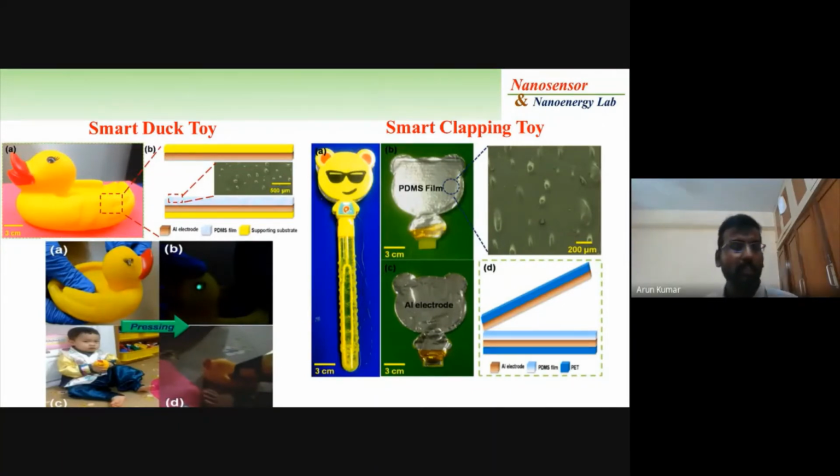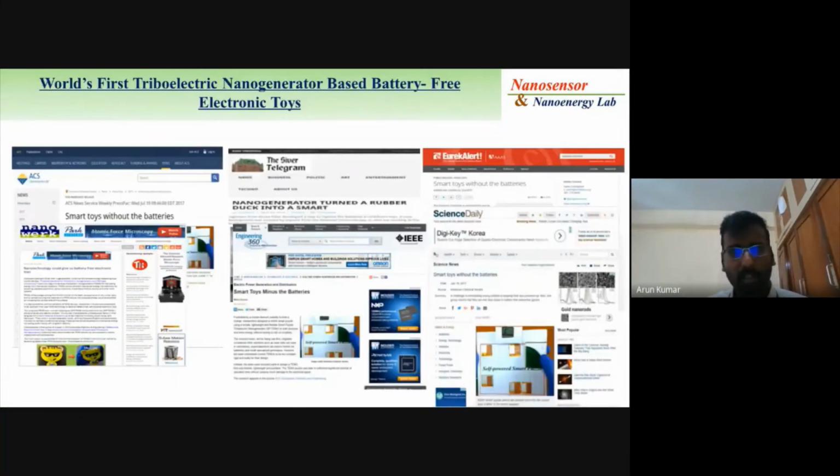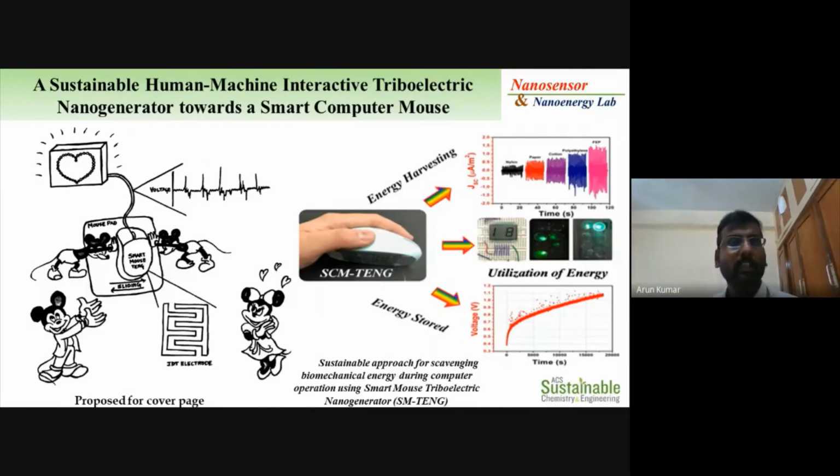But obviously we changed the actual theme to kids, because that attracted more viewers, especially the reviewers and the editors. So that's why we projected it as a toy, and it came in a lot of news media. Even if you check YouTube for battery-free smart toys, you can see the complete video that ACS prepared for us. And the next one is the mouse.